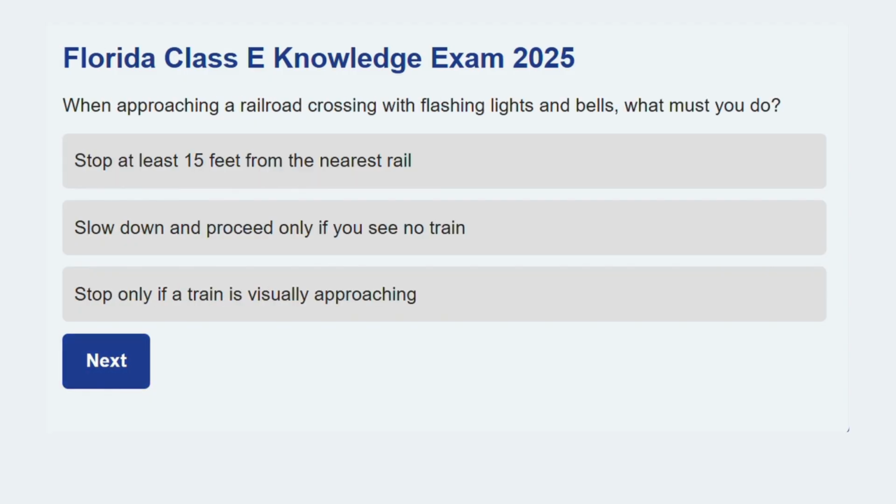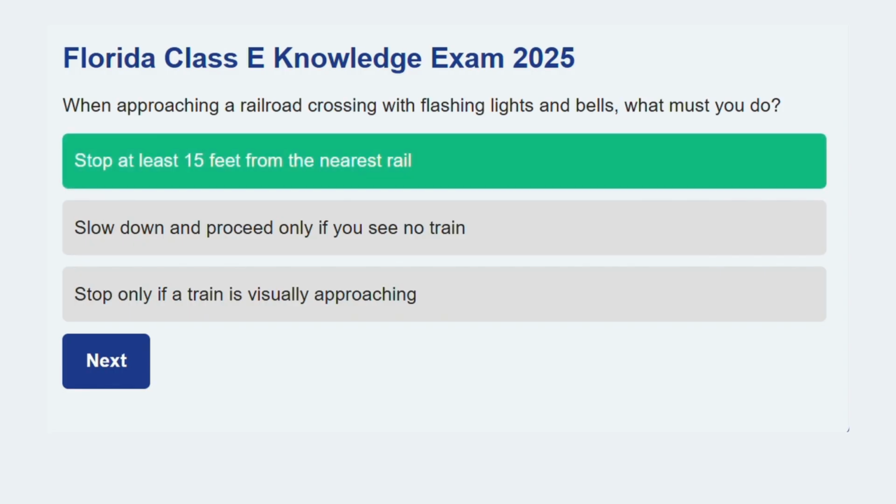Take a moment for this one. When approaching a railroad crossing with flashing lights and bells, what must you do? Stop at least 15 feet from the nearest rail. The 15-foot minimum stop distance provides a safety margin from the tracks.